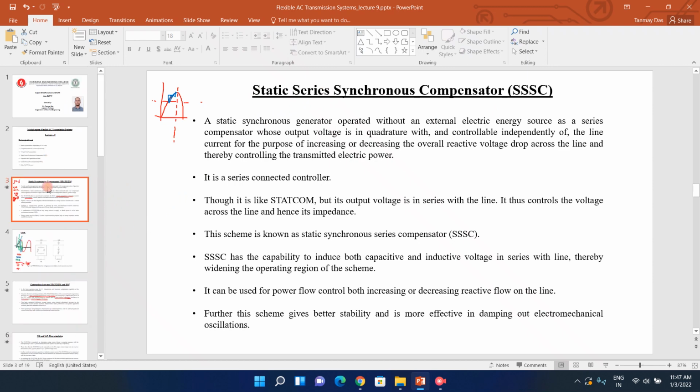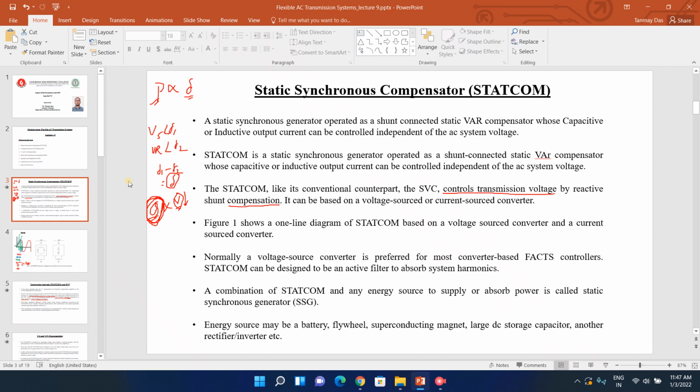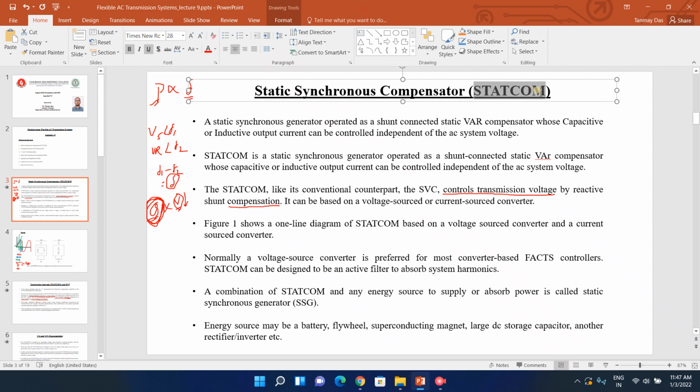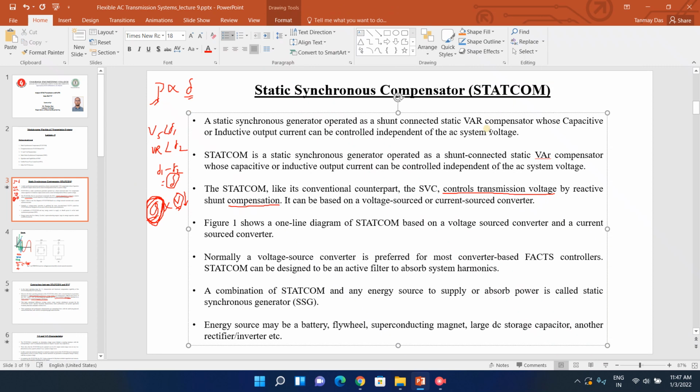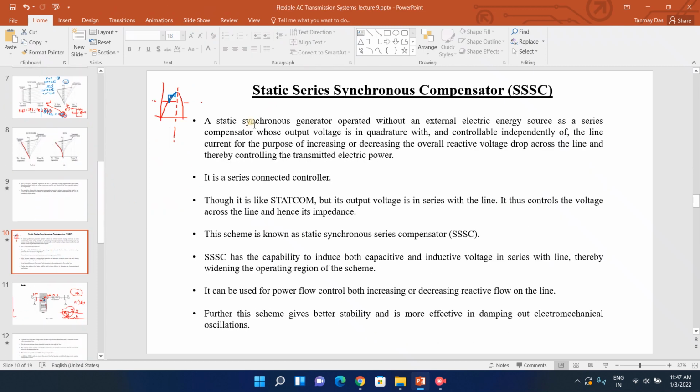So when there is no series term, that means it is shunt. So generally it is not called static shunt synchronous compensator. It is only called static synchronous compensator. Because it is more often mainly known as STATCOM. So by STATCOM only you can understand it is shunt. So when there is no series term over here, that means it is a shunt device. It is a STATCOM, called static synchronous compensator.